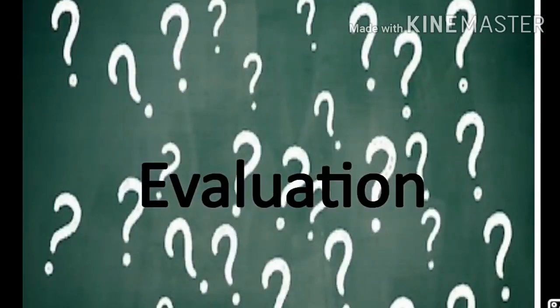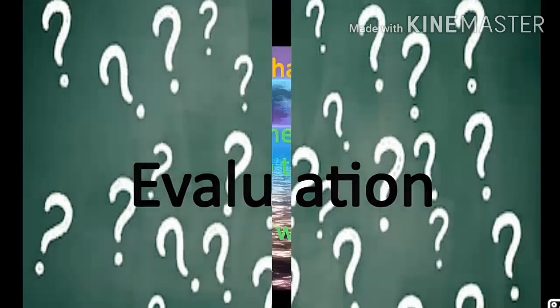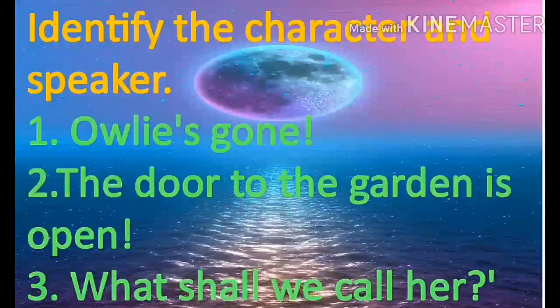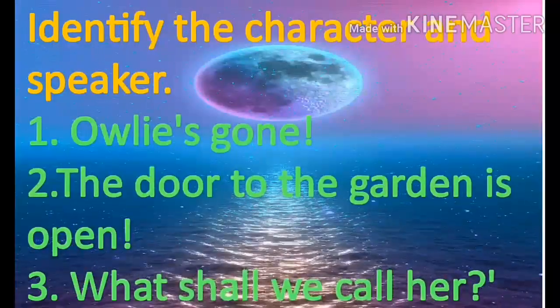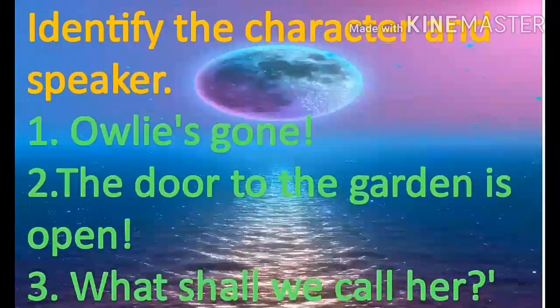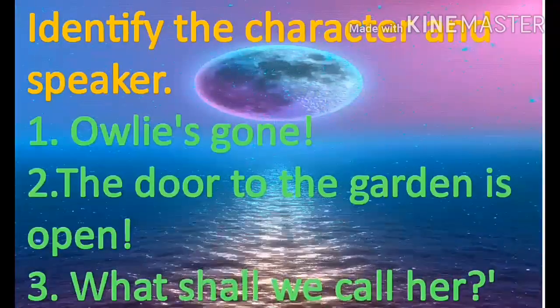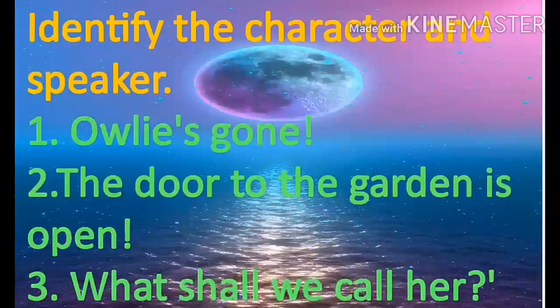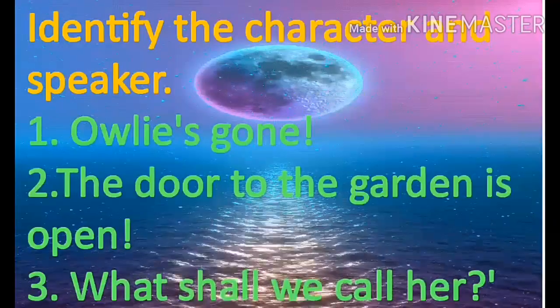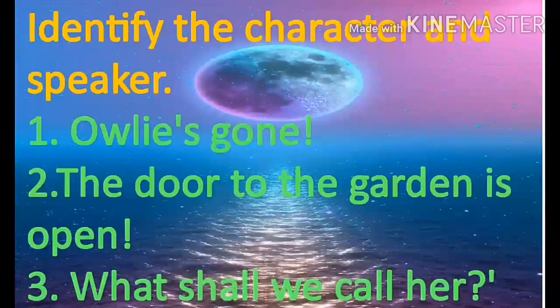Children, it's time for questions. Once again you can go through the story and answer these questions. Identify the character and speaker. First one, Owlie is gone. Second one, the door to the garden is open. Third one, what shall we call her?